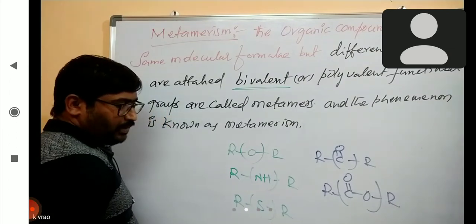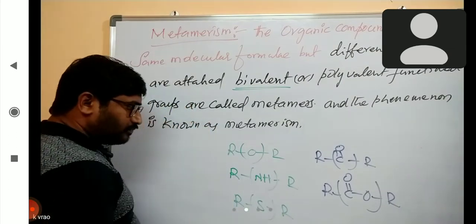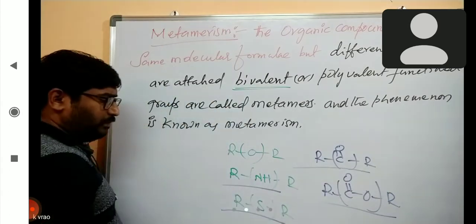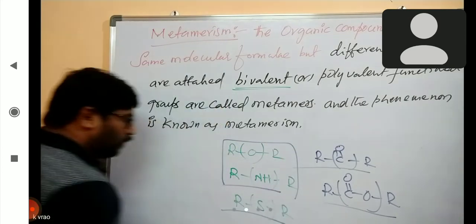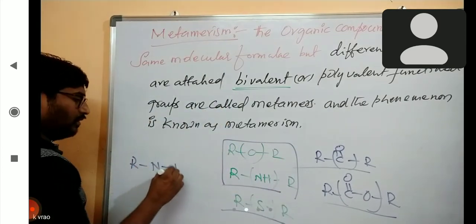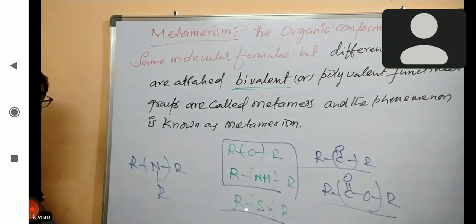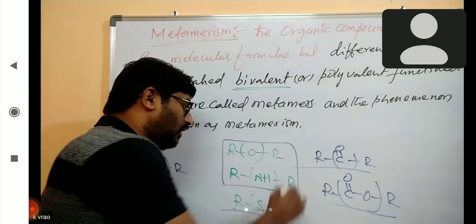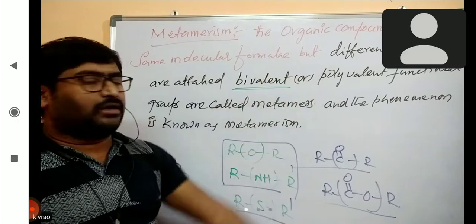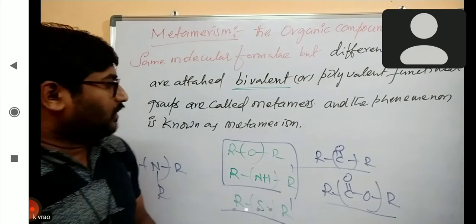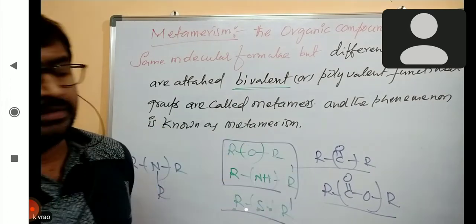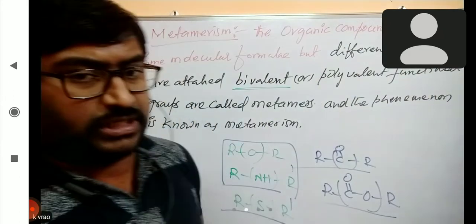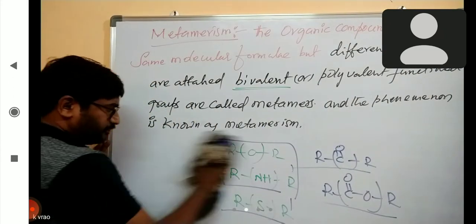Amines, thioethers, ketones, and esters are the best examples for bivalent, and polyvalent is RNR and R. This is called a polyvalent functional group. If the functional group is attached to the same alkyl group or different alkyl groups, it is called a bivalent or polyvalent functional group, and the compounds are called metamers. We will get different compounds, those compounds are metamers, and the phenomenon is known as metamerism. So in this case, we are discussing amines.